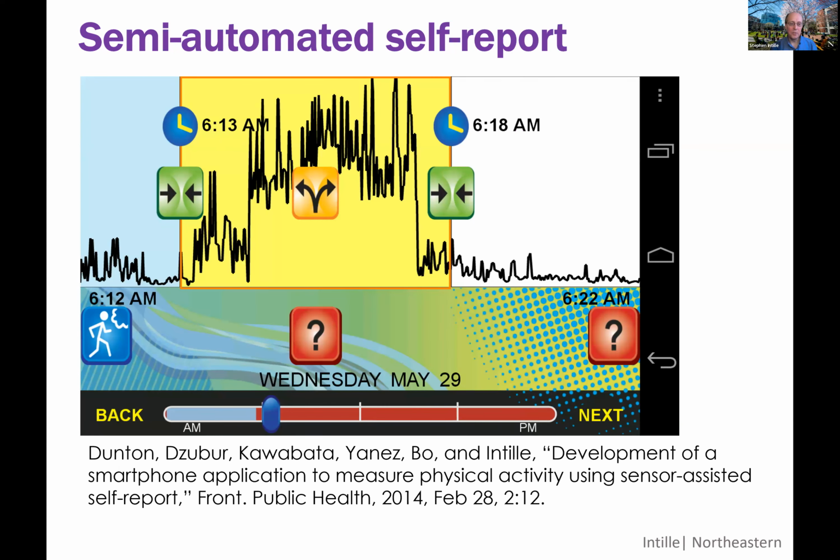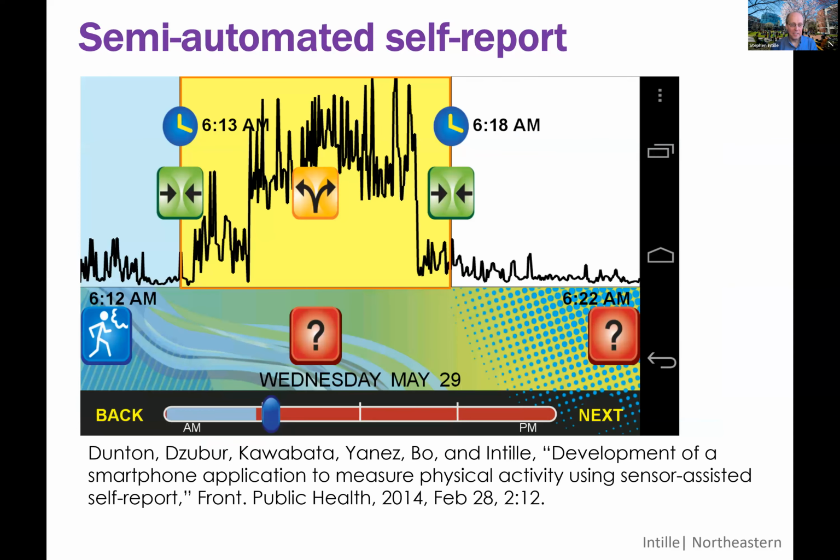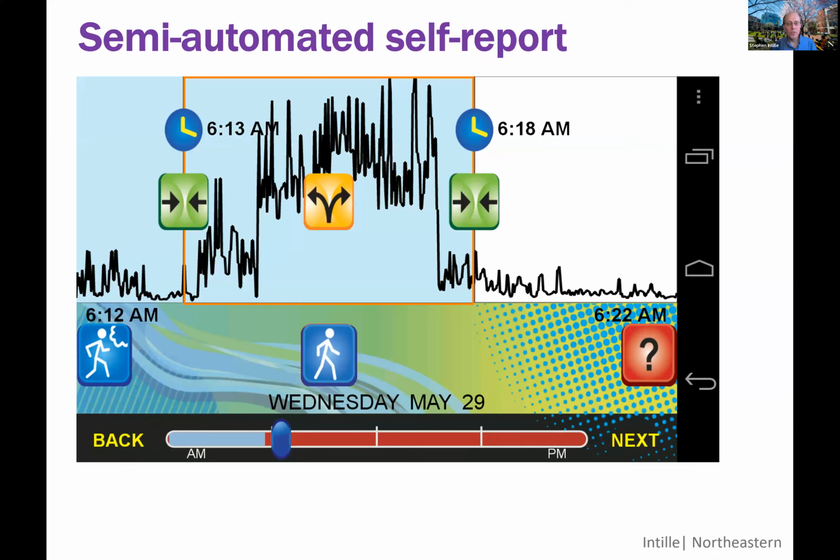And then we've also done work where we showed people their data and then clustered it up automatically and let them easily click on a button and indicate what they were doing for a period of time. So we're trying to make the self-report easier by showing them their own data. This is sort of a combination of passive data collection and retrospective filling out of what they're doing, but in the context of everything else that they were doing. So sort of a reminder. We've tried some of this stuff.